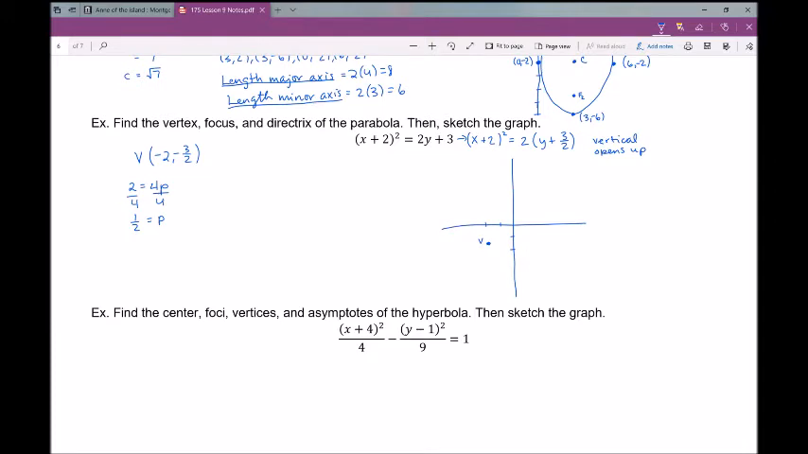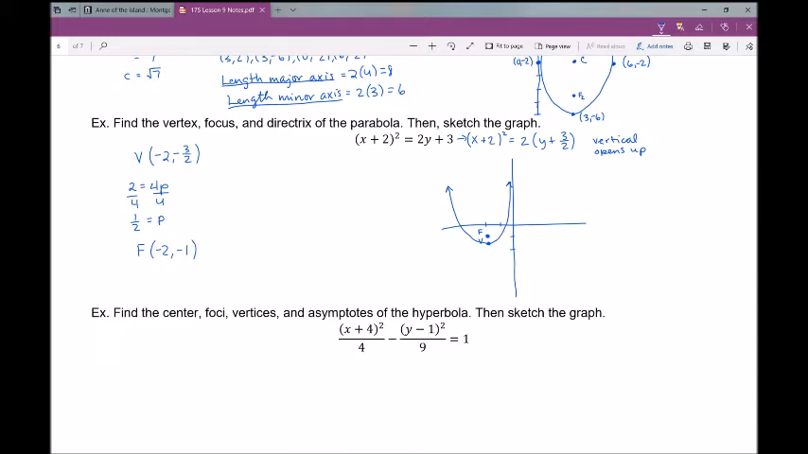Now our focus is going to be 1/2 unit above the vertex because our parabola is opening upwards. So our focus is going to be the ordered pair (-2, -1), because if we add 1/2 back to -3/2, we'll end up with -1. So our focus is right above the vertex, about right there. And I'll label that point F. Okay? And so if we draw a rough shape of an upward opening parabola, we get something that looks like that.